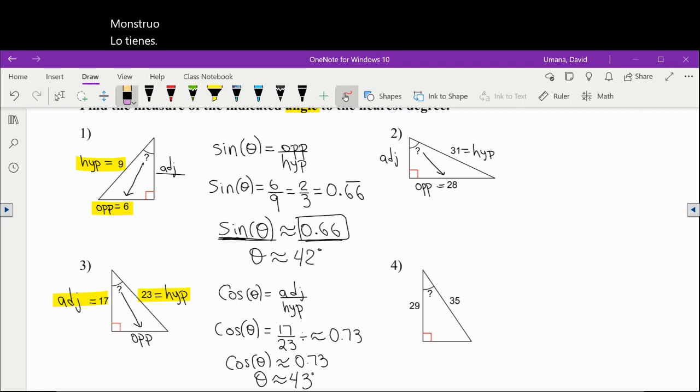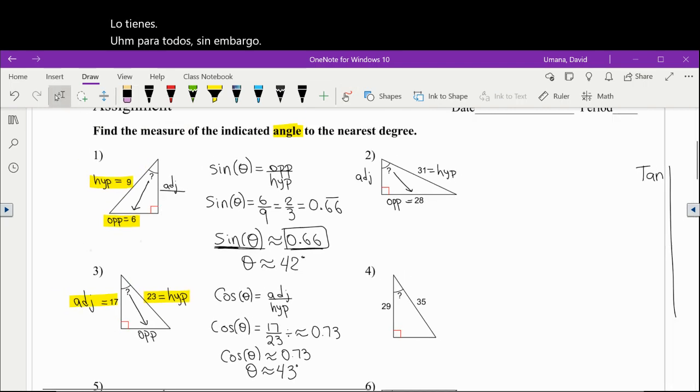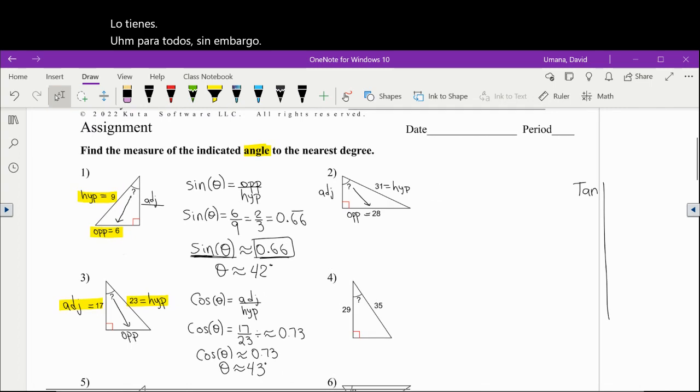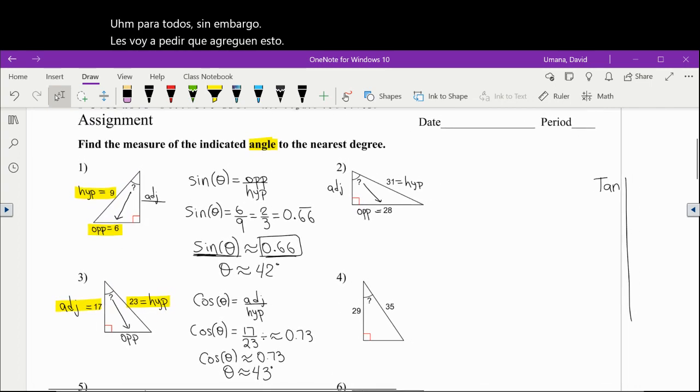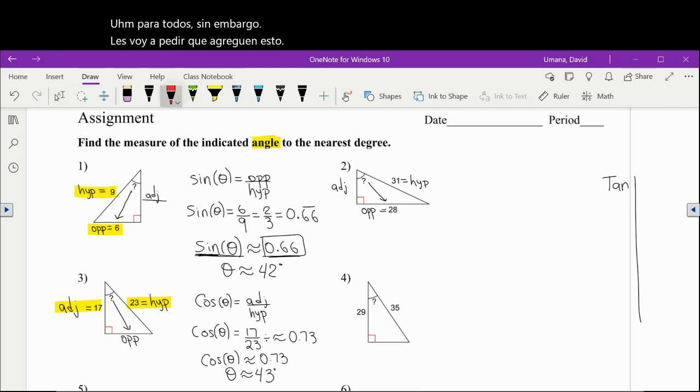For everybody though, I'm going to ask you to add this. Para todos les voy a pedir que hagan lo siguiente. En este espacio aquí arriba, and that little space right there, add this.